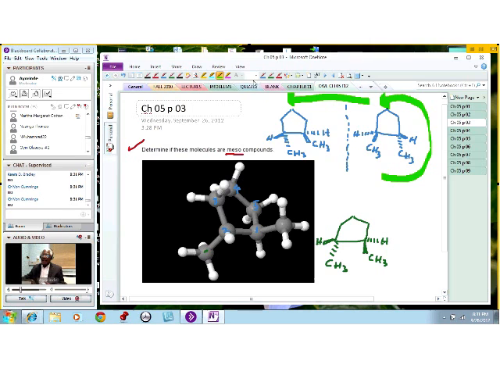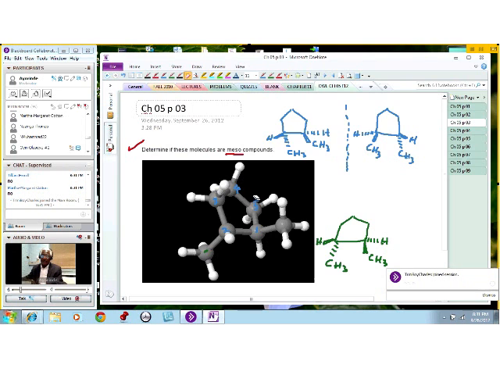Okay. Therefore, the answer to the question they ask us is, this molecule here is not a meso molecule. That is the answer to the question they ask you. Is this molecule a meso molecule? And the answer here is no.